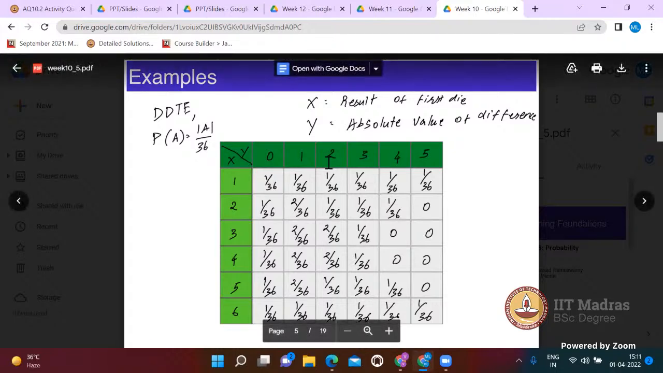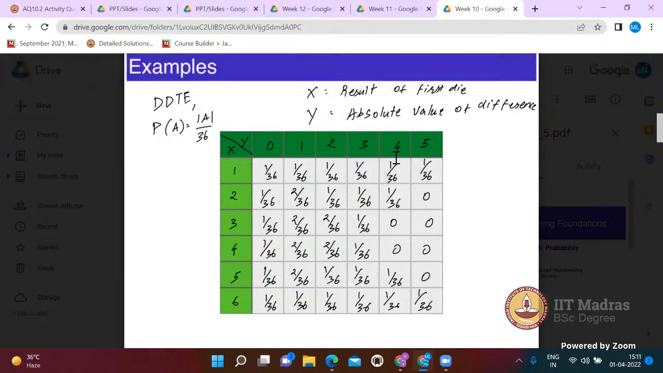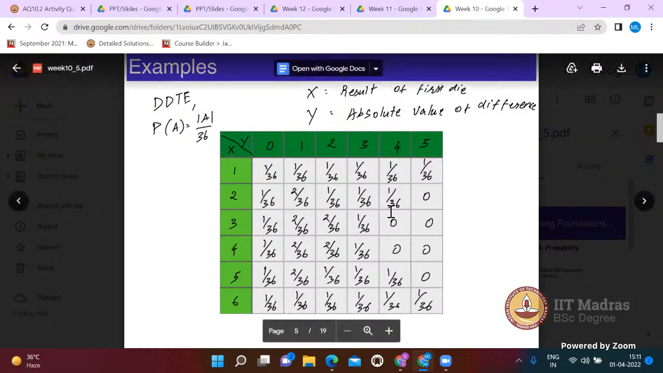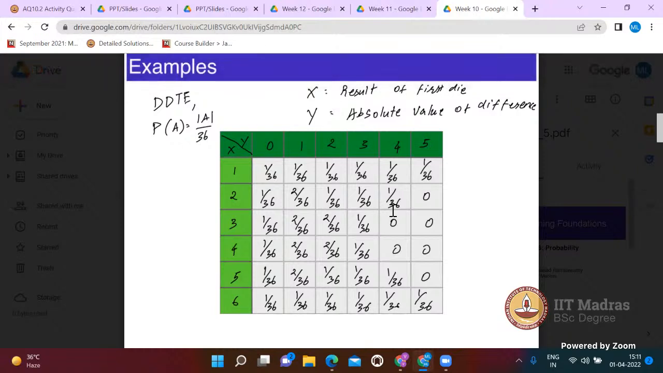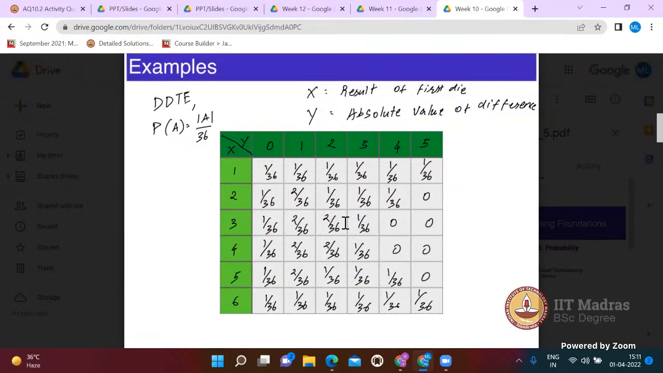For example, if I've been given some problem, I've just plotted this table, and if I have this table, you can directly calculate the value. For example, if I've been told that x is 3 and y is 2, then I can directly see that the value is 2 upon 36.